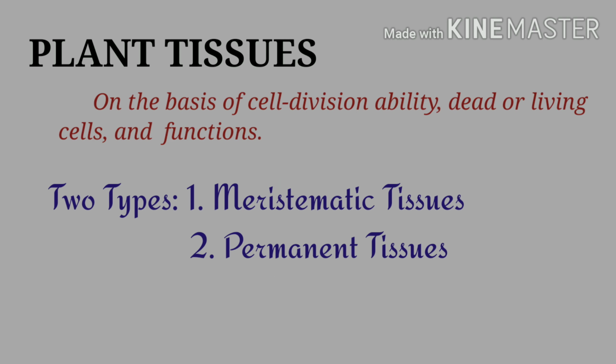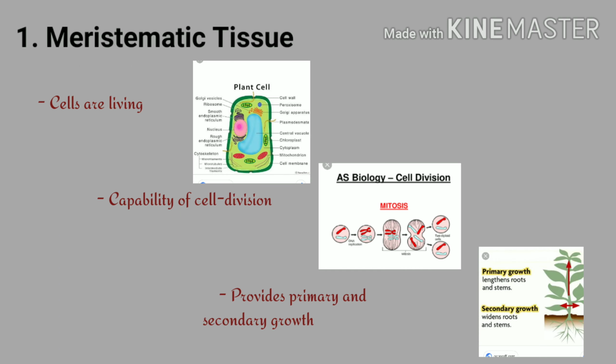Plant tissues. On the basis of cell division ability, dead or living cells, and functions, plant tissues can be of two types: meristematic tissues and permanent tissues. Meristematic tissue. The cells of meristematic tissue are living. The cells of meristematic tissue can divide or grow. This tissue provides primary and secondary growth. That means it also increases the length of the plant and the size of the plant.